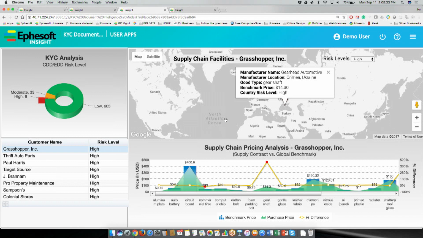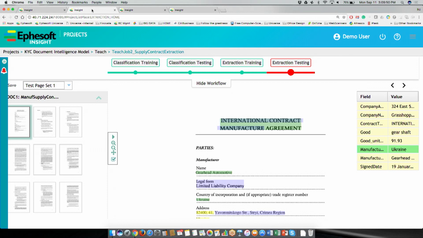And let's take a look here at the supply chain pricing analysis real quick. So in this case, this is an example of our platform Insight comparing benchmark prices to the unit prices that we've extracted from these supply chain contracts. And again, now we're ready kind of for the punchline, where this data is coming from. So this is coming from manufacturing agreements and these documents, again, as I said, that they've submitted.